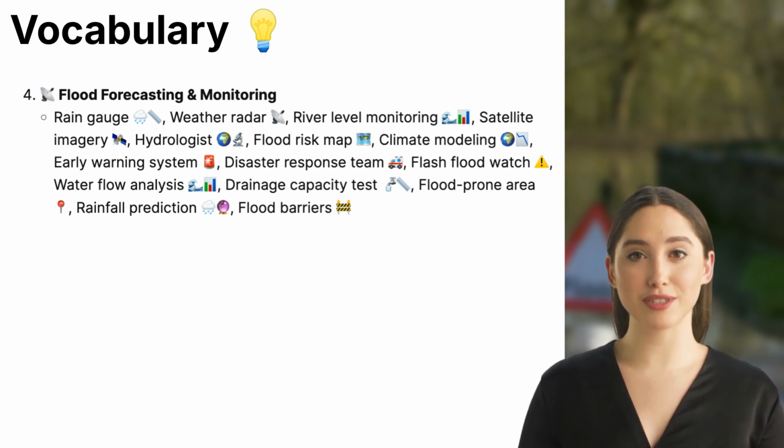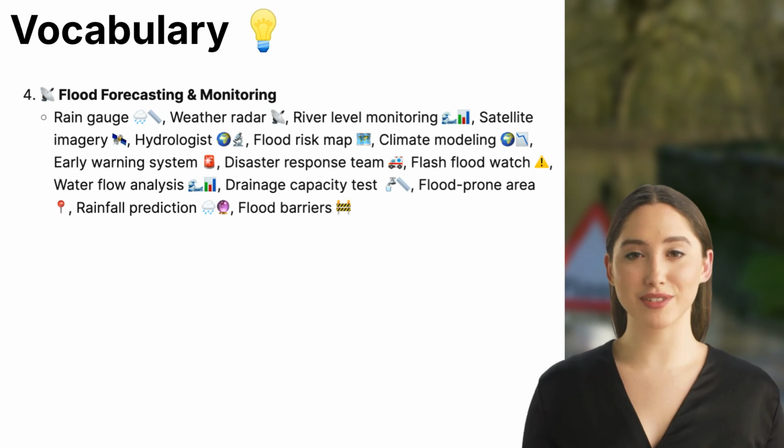Rain gauge, a tool used to measure how much rain has fallen in an area. Weather radar, a system that tracks storm movement and predicts rain. River level monitoring, measuring how high the water level is in rivers to predict floods. Satellite imagery, images from space used to monitor weather patterns.